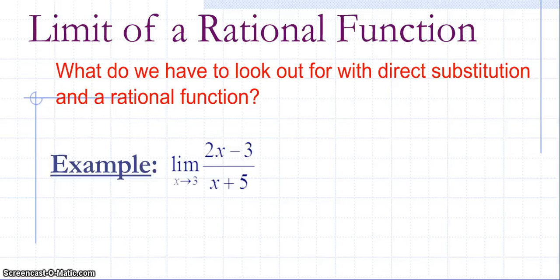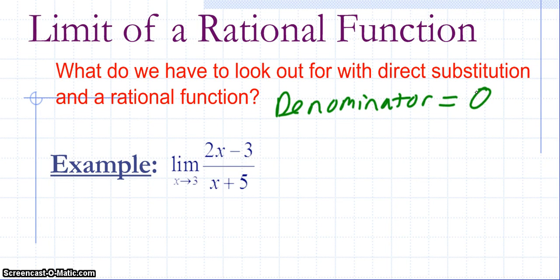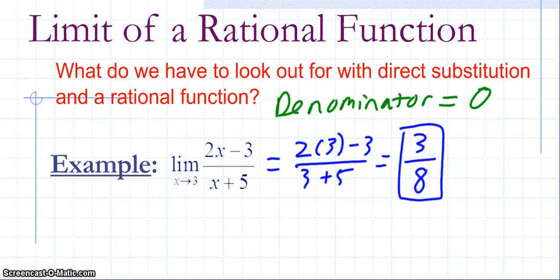Alright, another example, the limit as x goes to 3 of 2x minus 3 over x plus 5. So keep in mind that when we're dealing with rational functions and direct substitution, we have to look out for the denominator equaling 0. So if that happens, then we'll talk about some other things that we can possibly do. So pause the video, evaluate this limit, unpause when you're ready to check your work. Alright, so in this scenario, that situation did not happen, the denominator did not equal 0. We were able to evaluate the limit by direct substitution and we got 3/8.